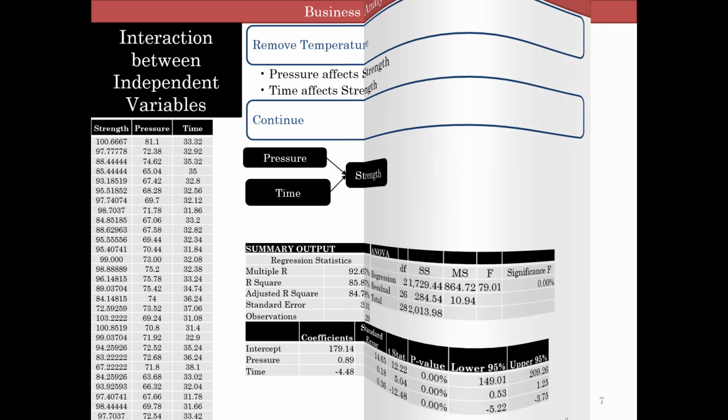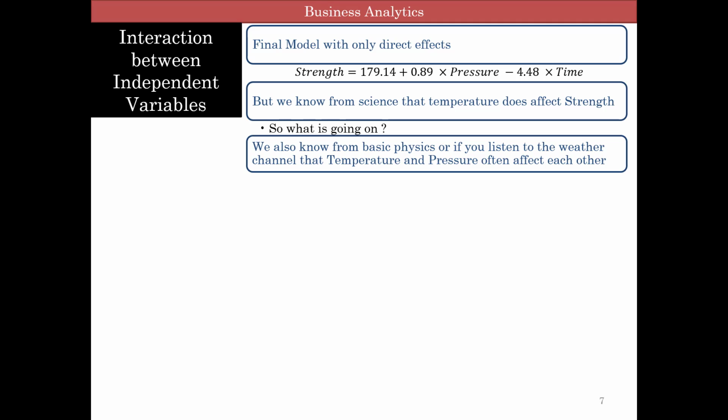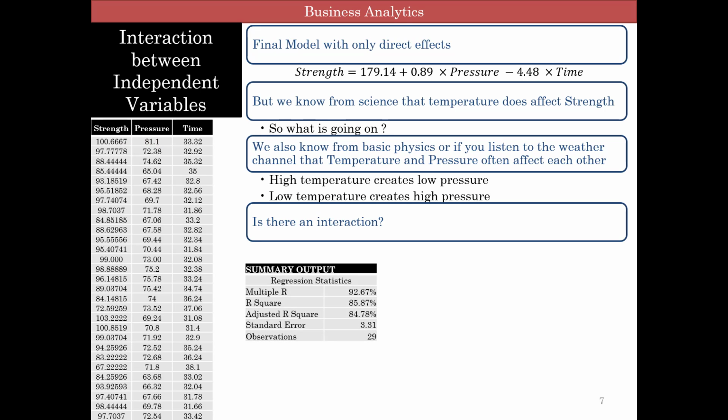So it is possible that temperature and pressure are linked together in some way. We know that material strength is affected by temperature because this is from basic science. We know scientific theory. And here it's coming out non-significant. So what's going on? If you have done physics, you know that temperature and pressure often affect each other. High temperature creates low pressure, low temperature creates high pressure. So is there an interaction between temperature and pressure?